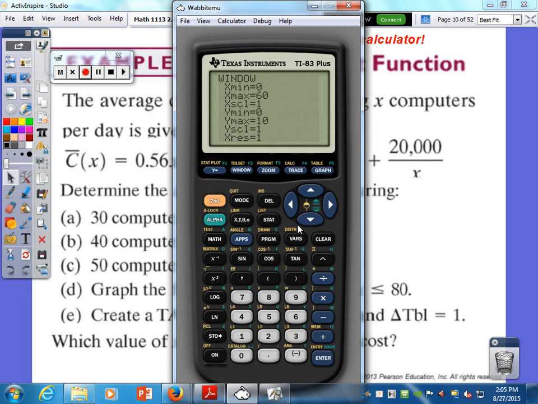My Y min is going to be a 0, and I don't really even know what my Y max would be. I'm thinking cost-wise, possibly, oh, I don't know. Let's go 1,000 and see what we see. I don't even know. So I got to try something, but I got to have a little bit of knowledge to go after it. So let's see if that works for us.